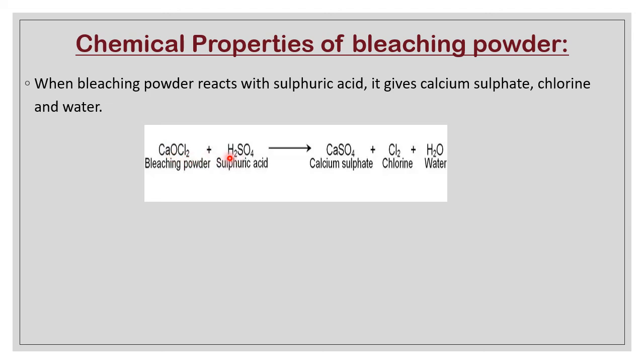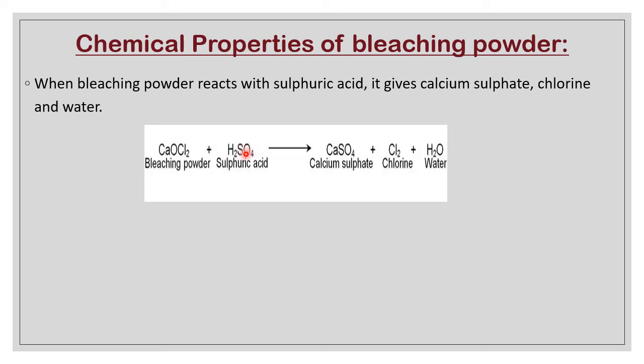Whenever an acid reacts with bleaching powder, the corresponding salt is formed. I told you in the previous class, if you use sulfuric acid, the salts formed are sulfates. If we use hydrochloric acid, the salts formed are chlorides. And if we use nitric acid, the salts formed are nitrates. Depending upon the type of acid we are using, corresponding salts are formed. Here we are using sulfuric acid, therefore sulfates are formed.